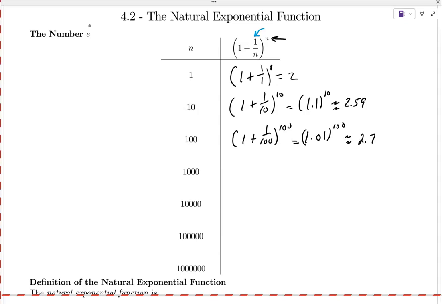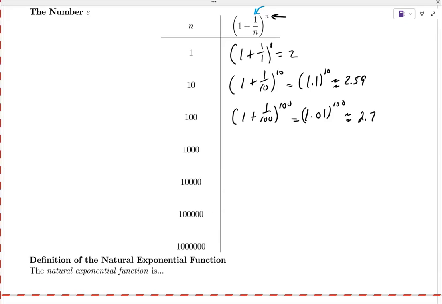2.7-ish. Okay. Is that what others are getting when they type it in? 2.7-ish. Do the next one. This will be 1.001 to the 1,000th. .72. Now notice these numbers are getting bigger, but are they getting bigger really fast? No. Okay. Do the next one.